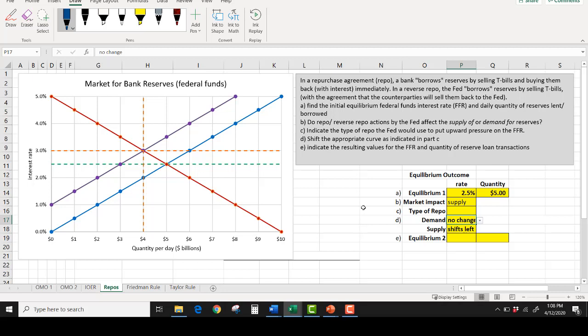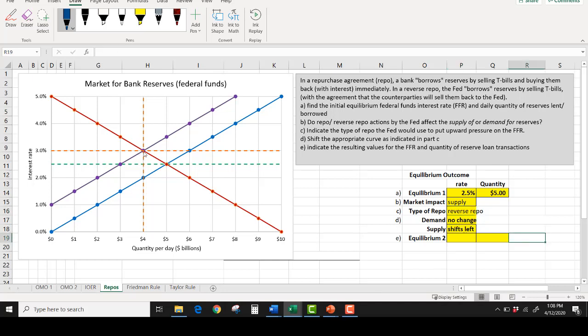Through open market operations, we know that would be done through open market sales. What's the equivalent to that functionally with respect to repos? Well, that would be reverse repos. That would be where the Fed is engaging in repos from the bank. So the Fed is borrowing reserves from banks by selling them treasury bills with the agreement then to buy them back shortly thereafter. So we're looking at a reverse repo here.